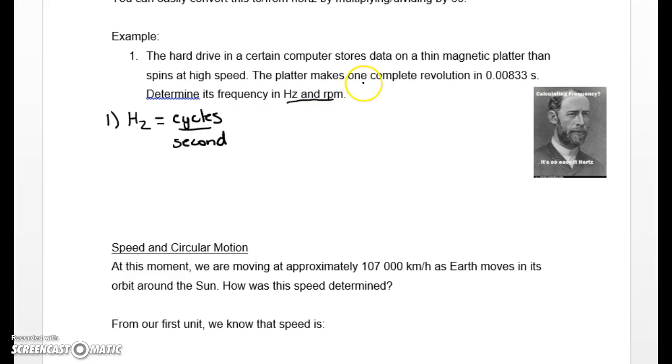So we know that hertz is equal to cycles per second. Here we know that it's one complete revolution or one complete cycle, and it took 0.00833 of a second to do that. And so if we plug into our calculators, we should go 1 divided by 0.00833, and you'll get a fairly long number in your calculator, but we're just going to jump straight to answering with sig figs. So we should have an answer of 120 hertz for our frequency.